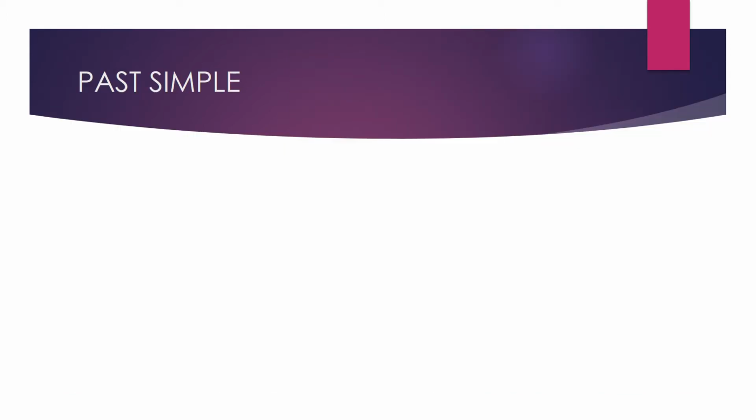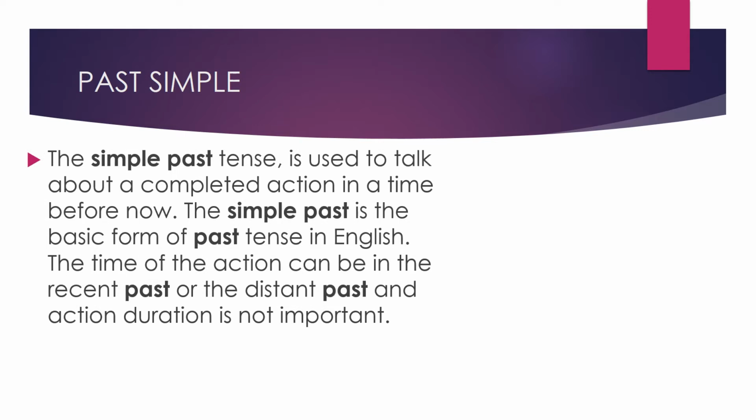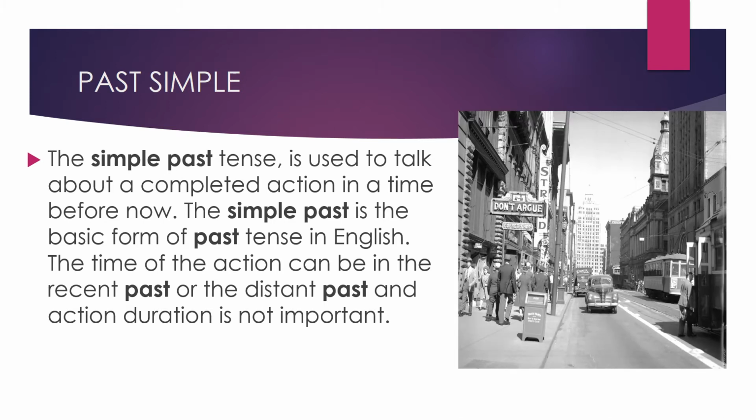We have the past simple. The simple past tense is used to talk about a completed action in a time before now. The simple past is the basic form of past tense in English. The time of the action can be in the recent past or the distant past, and the action duration is not important. So the time that the action lasts is not really important. What is important is that the action occurred at some point in the past. That is the use of a past simple.